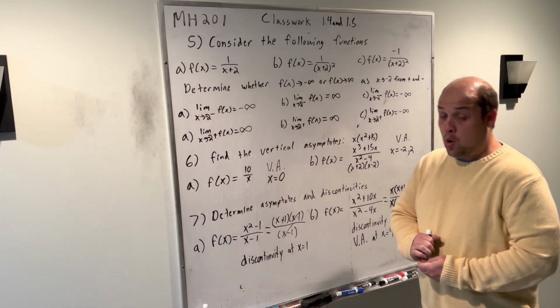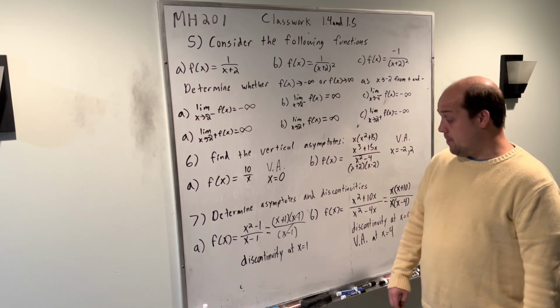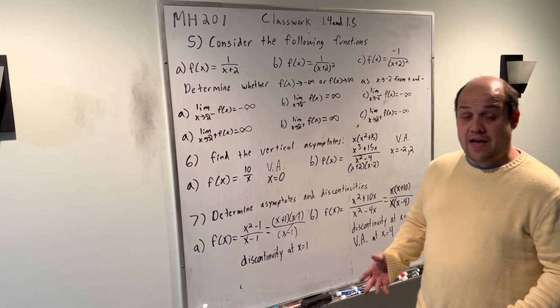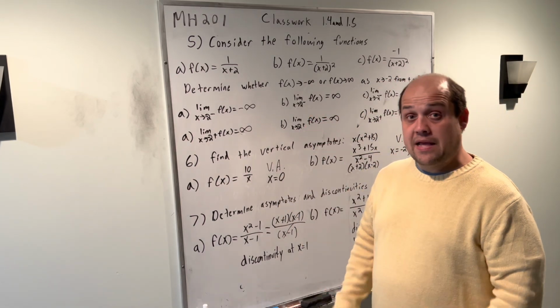It's possible to have multiple discontinuities and multiple vertical asymptotes in the same problem. I basically want to make sure that I'm fully factoring both top and bottom, seeing anything that cancels, seeing anything that makes the bottom 0.